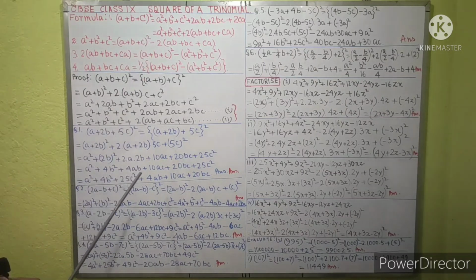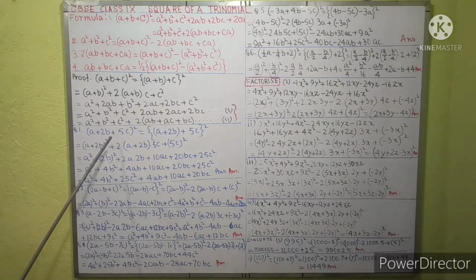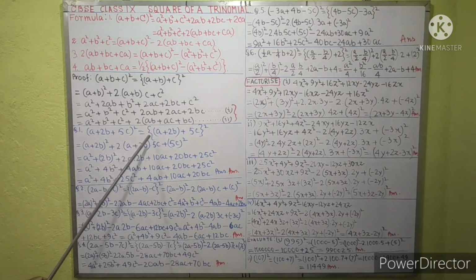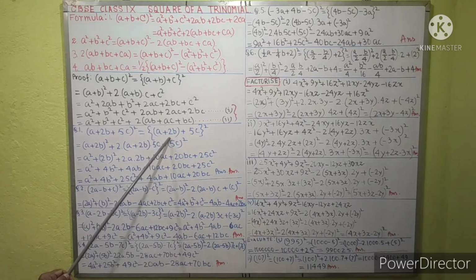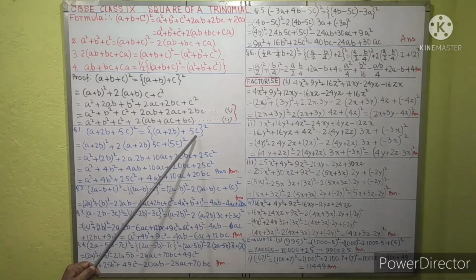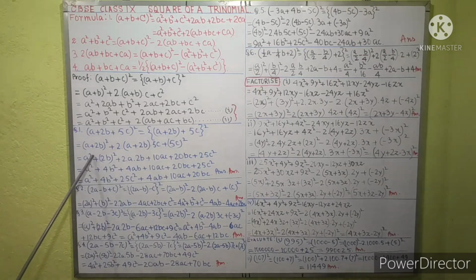Now, the first question: (A + 2B + 5C) whole square. Taking A plus 2B at a time and C separately, that is, this is A and this is B. So it is (A + B) whole square equal to A square plus 2AB plus B square.